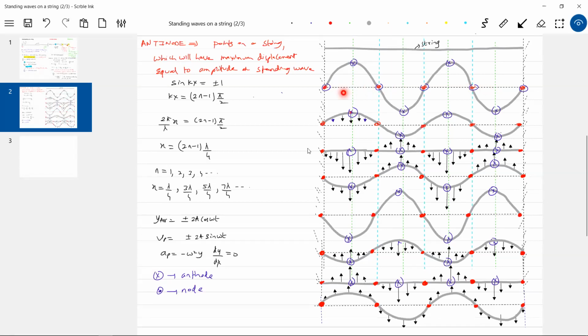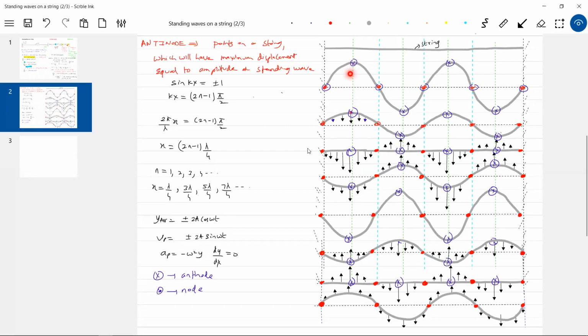We are seeing the points on a string where different points will have different amplitude, but all will have the same time period. Are you getting? There's a golden statement. You move from node to antinode. What is the amplitude? I'm saying amplitude.